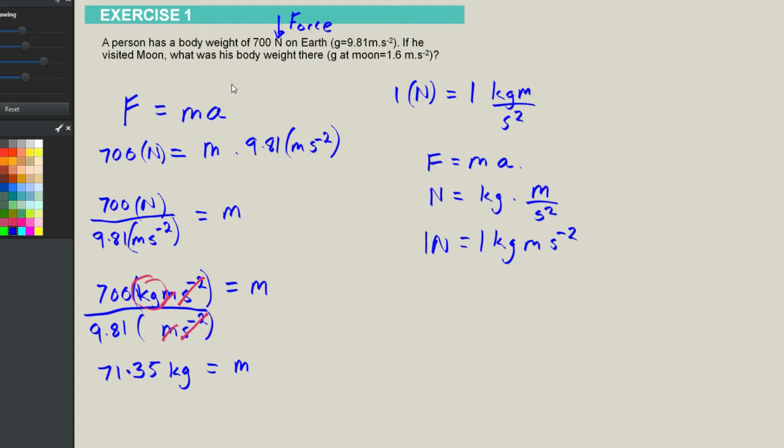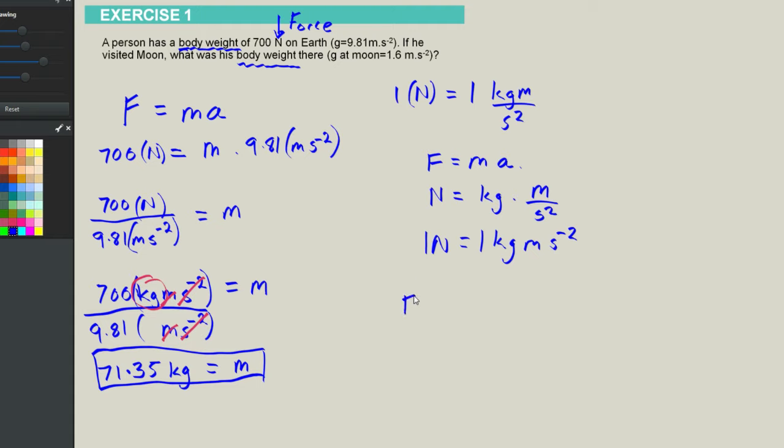Now that does not answer our question. Our question is what is his body weight, and it's already indicated that body weight is a force, so now we need to find the force on the moon. Using this value that we just found, which is their mass, and their mass doesn't change when they visit the moon. The astronaut still has the same amount of mass until he loses some up there from going on a diet and eating specific foods. But in general, his mass stays the same, or her mass stays the same.